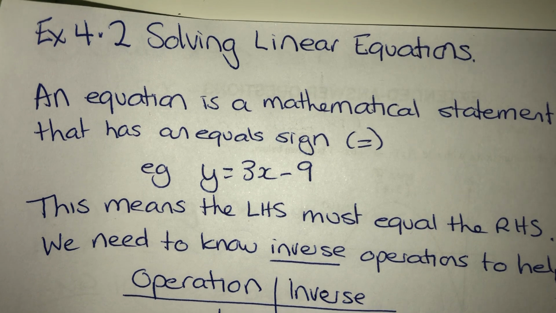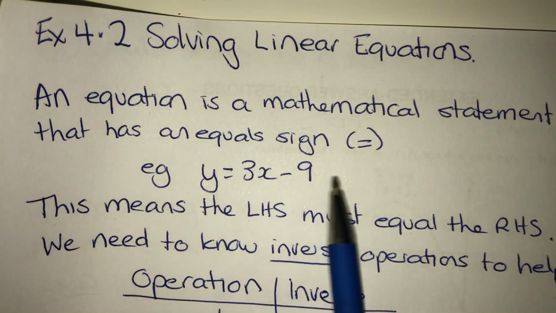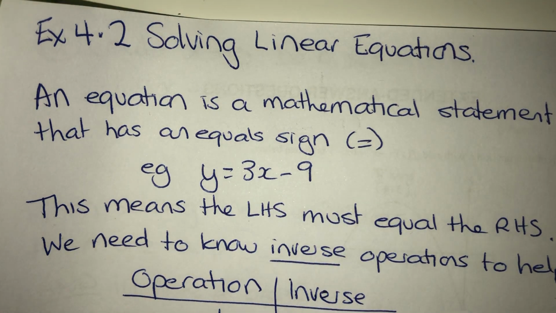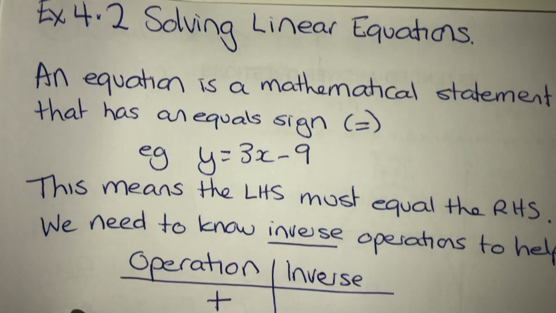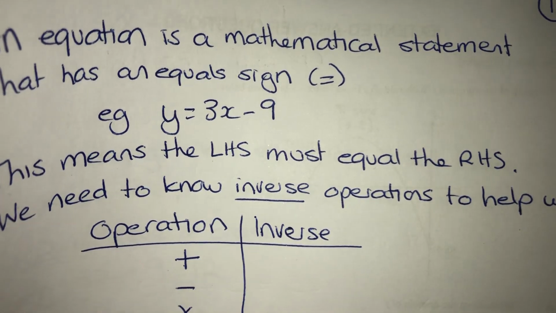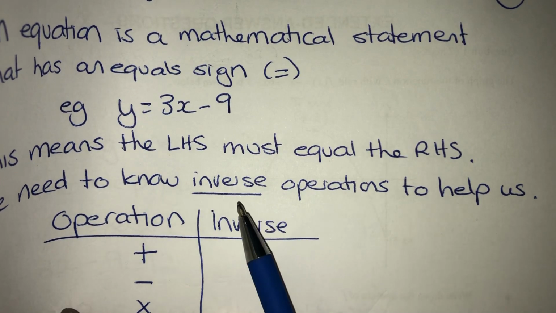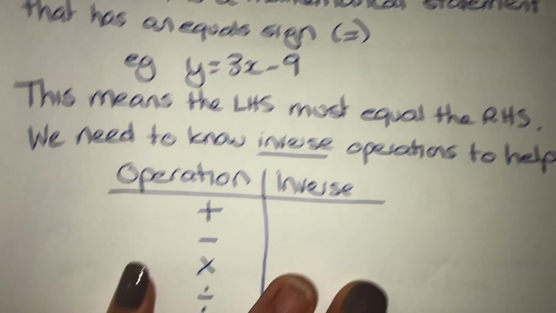Okay. So what we've said here, we already know this from last year, hopefully, about an equation. It's got an equal sign in it. That's pretty straightforward. It also means the left-hand side equals the right-hand side. Now, you might have missed this last word. Sorry, I haven't got a bigger scope here. We have to know the inverse operations.